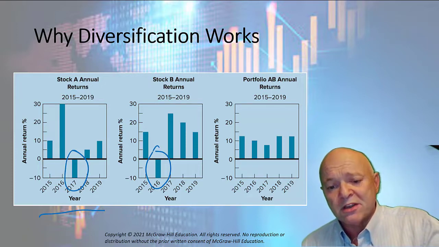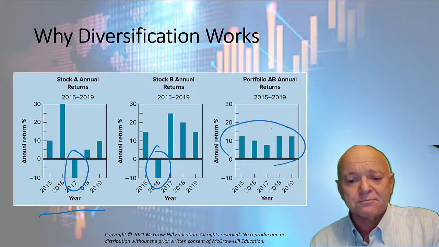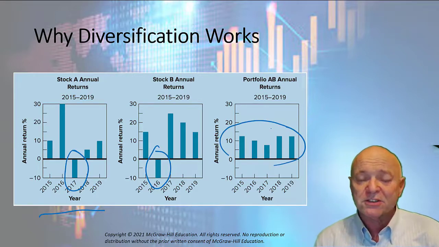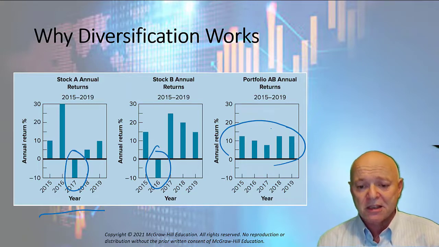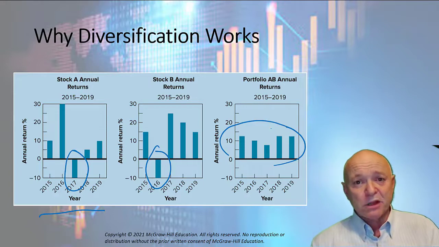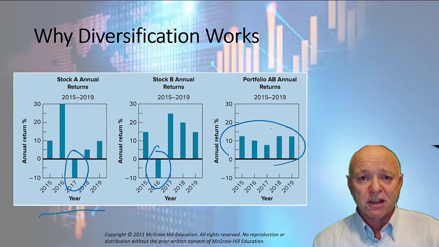So when you take a look at the average returns for A and B, the best years for A are balanced out against the worst years for B, and so the standard deviation of the returns from a portfolio equally made up of these two stocks would not be too great. We'd have a much lower standard deviation.